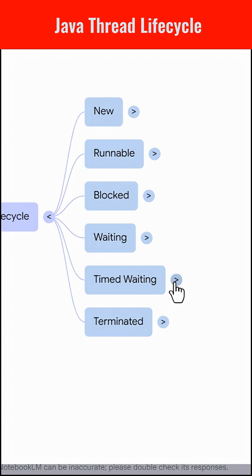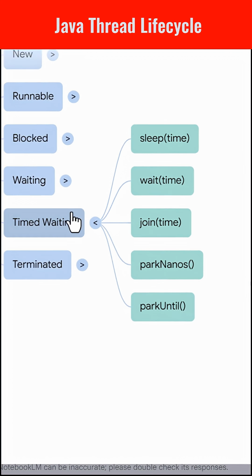Next, timed waiting state. A thread enters timed waiting when it waits for a specific amount of time. This includes calls like sleep(time), wait(time), join(time), parkNanos, or parkUntil. Here the thread will automatically wake up when the timeout expires or when it gets notified.